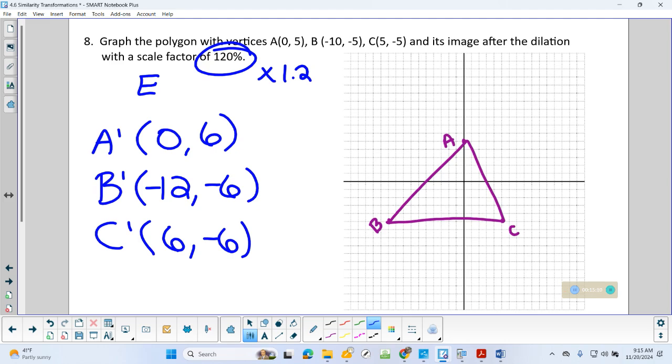So 0, 6. Well, this was 0, 5, so I'm just going to go one above it. Saves me a little counting there. Negative 12, 6. So negative 10, 11, 12, 3, 4, 5, 6. Okay, C, 6, -6.